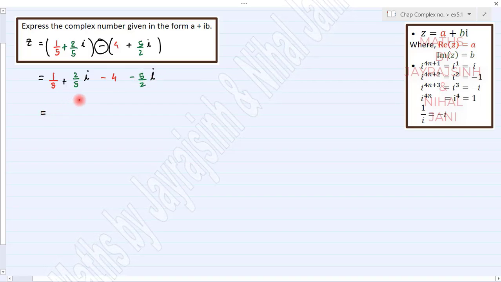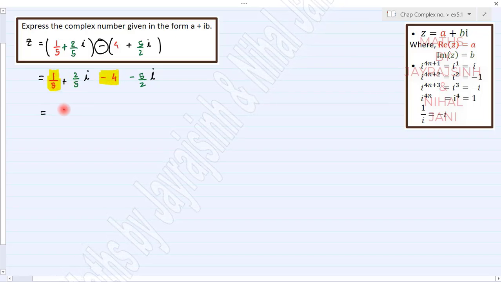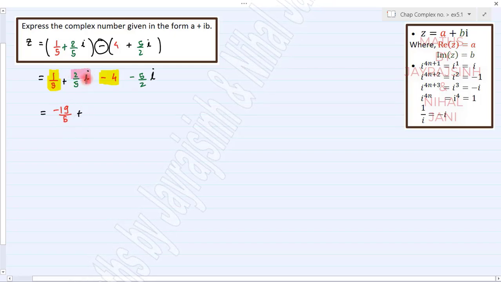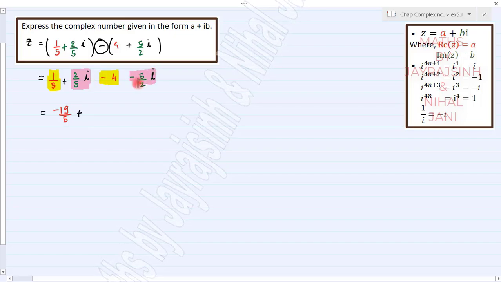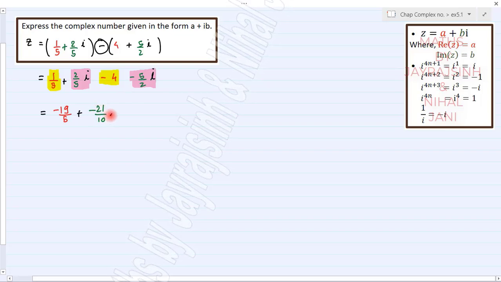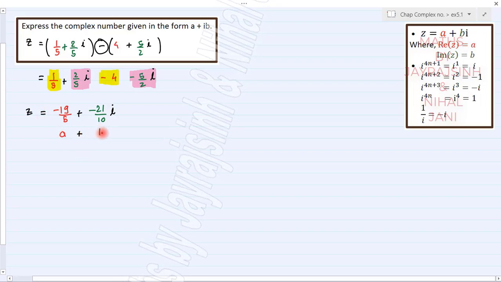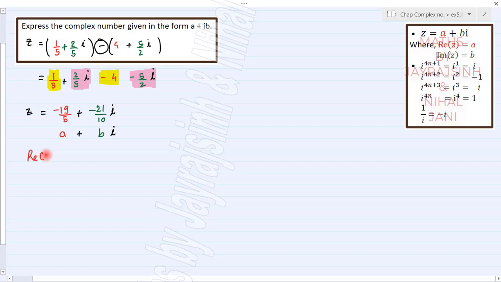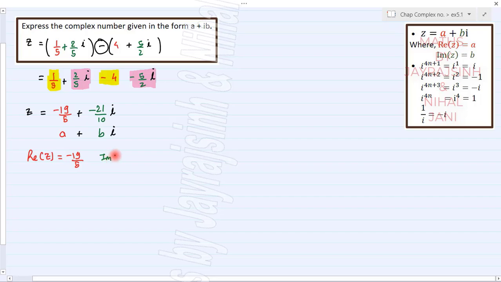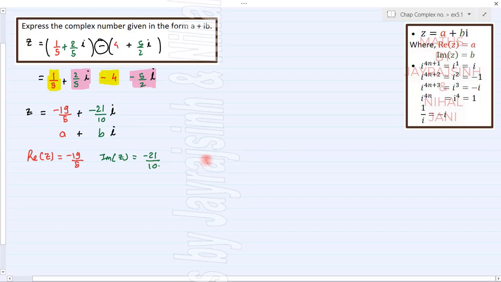Now let's collect the real terms, which are 1 by 5 and minus 4, which will give us minus 19 by 5. And by taking summation of imaginary terms, which are 2 by 5 and minus 5 by 2, we will get minus 21 by 10 i. So, we get a plus bi form, where real part of the z is minus 19 by 5 and imaginary part of the z is minus 21 by 10. Ta-da!